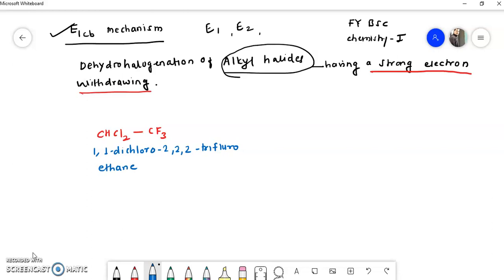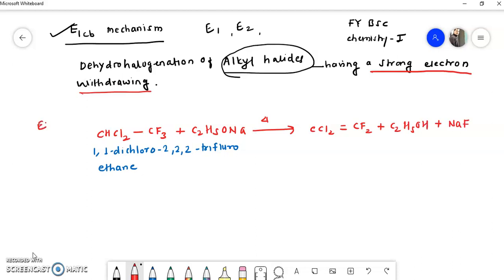Now if we do the dehydrohalogenation of this starting material in the presence of a base, say C2H5ONa, the name of this base is sodium ethoxide, and if we heat this, then we get this alkene CCl2=CF2 with side products ethanol, C2H5OH, plus NaF, sodium fluoride. So this is the example of this E1CB mechanism.